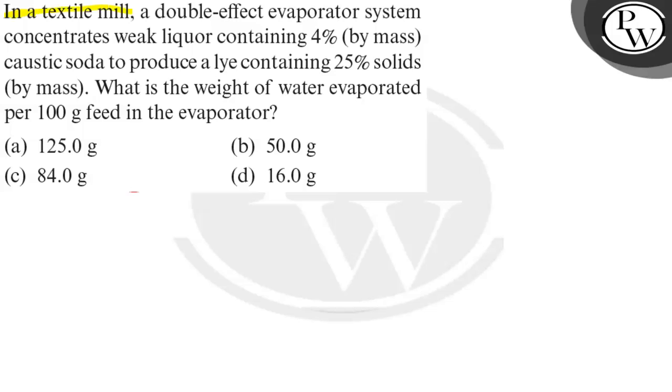In a textile mill, a double effect evaporator system concentrates weak liquor containing 4% by mass caustic soda to produce a lye containing 25% solids by mass. Then, what is the weight of water evaporated per 100 gram feed in the evaporator?